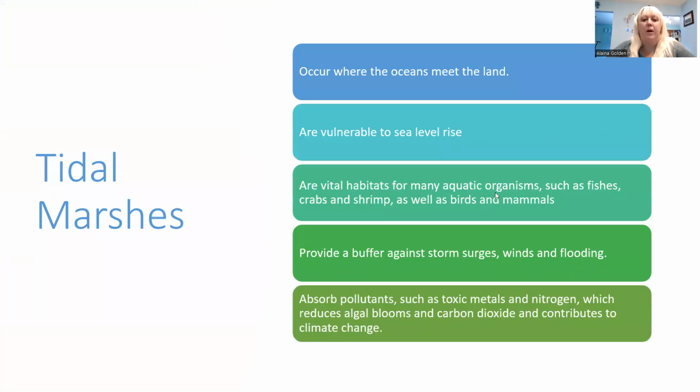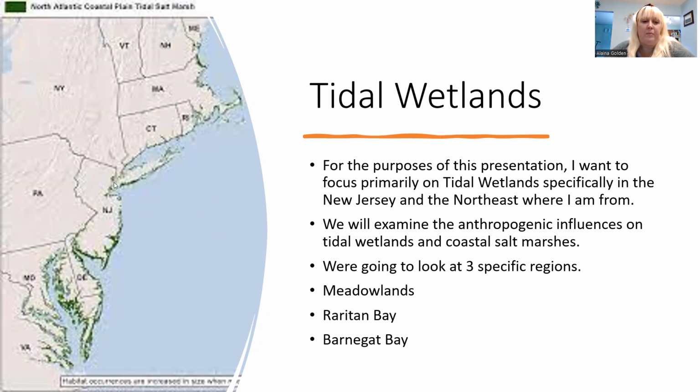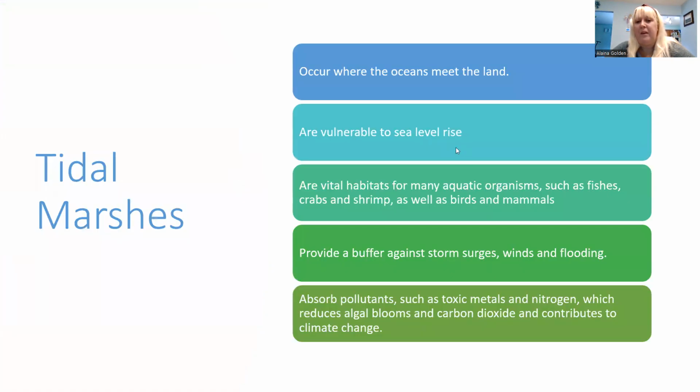So tidal marshes overall occur where ocean meets the land, right? And I'm going to go back to that slide for 1 second. Obviously, New Jersey is almost entirely coastal, right? It's all ocean. And so sea level rise is going to play a big part in this as well, and we are very vulnerable to sea level rise. It's vital habitat for lots of aquatic organisms, like I said before, fish, crabs, shrimp, as well as birds and mammals.